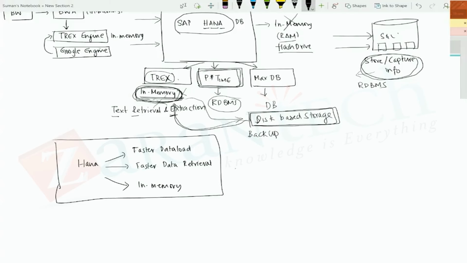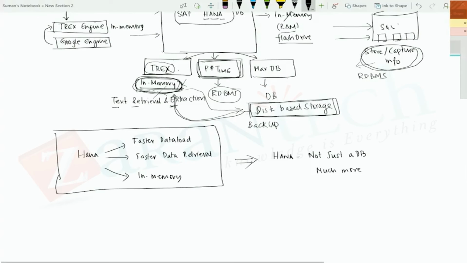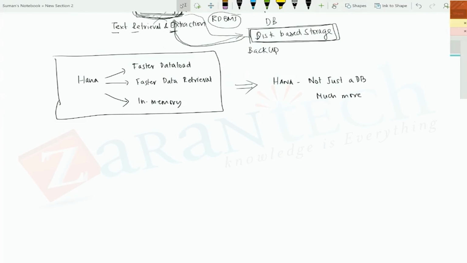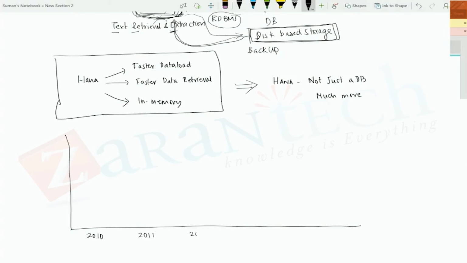But we have also heard this common thing that has been spoken everywhere. We hear that SAP HANA is not just a database, but it's much more. So now let's start understanding what that much more means all about. So I had given you in the demo session, I talked about the evolution of the SAP HANA product, right? Let's just put a timeline here: 2010, 2011, 2012, 13, 14, and so on and so forth.